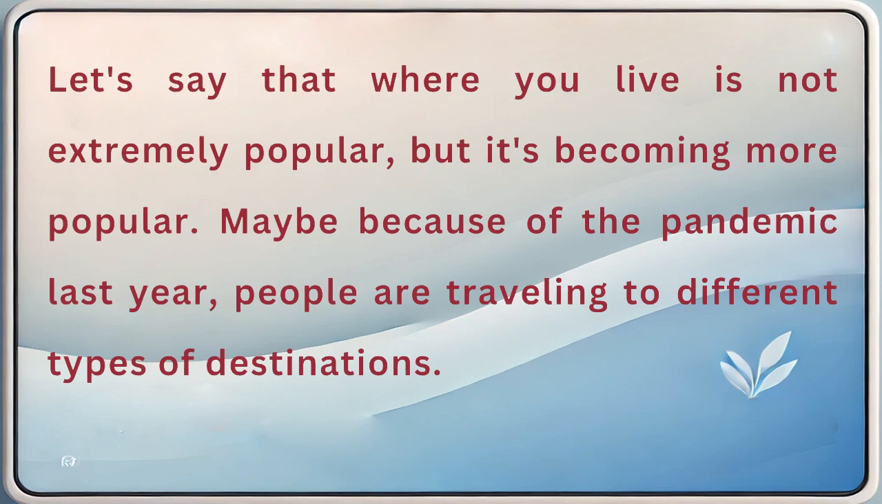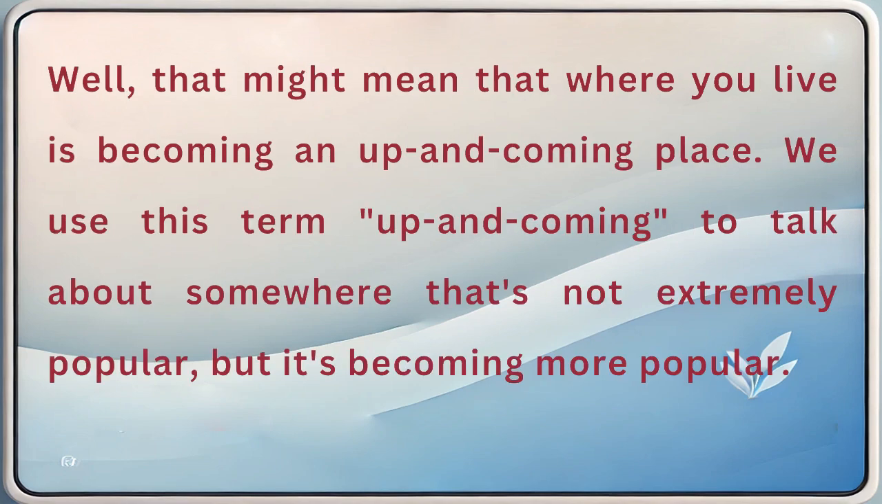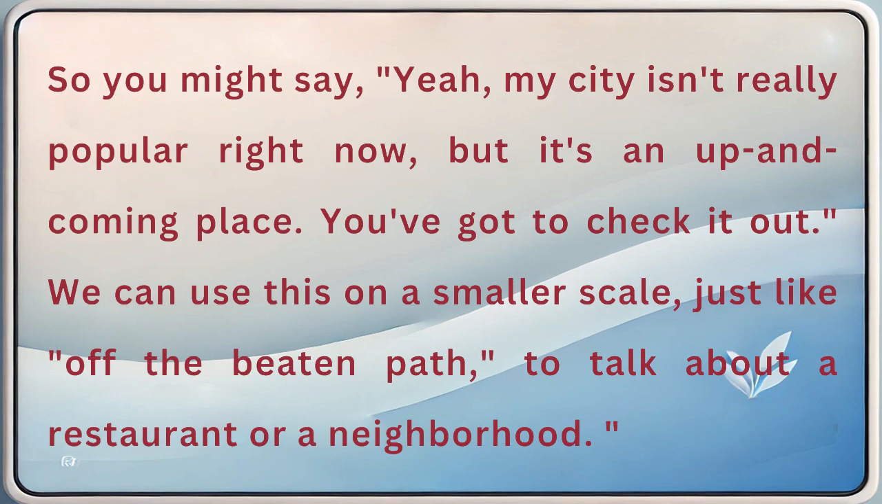Let's say that where you live is not extremely popular, but it's becoming more popular. Maybe because of the pandemic last year, people are traveling to different types of destinations. Maybe they're deciding to travel to more nature places, places that are in the mountains, or places that are not in big city centers. Well, that might mean that where you live is becoming an up-and-coming place. We use this term up-and-coming to talk about somewhere that's not extremely popular, but it's becoming more popular. So you might say, yeah, my city isn't really popular right now, but it's an up-and-coming place. You've got to check it out.